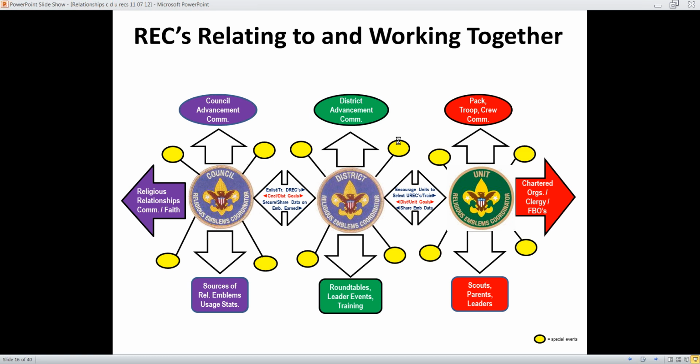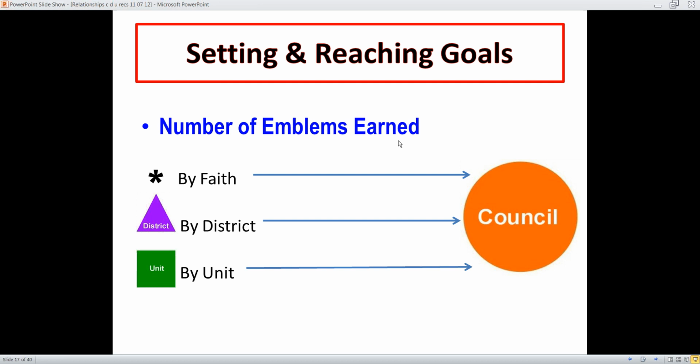There are a few key areas that are essential to achieving our goal of more youth involved in completing religious emblems. So the setting and reaching of goals, the number of emblems earned, there are many ways that that can be kept and highlighted, certainly by faith group, as well as by district and by unit. All of this goes together to working with the UREC and the district REC. The council information is gathered together.